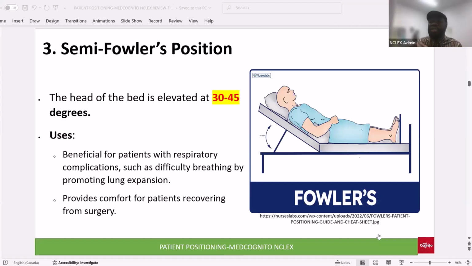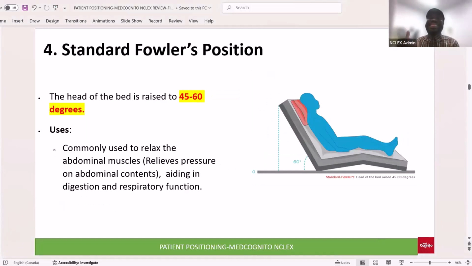So we've learned the low Fowler, and we are learning the semi-Fowler. I need you to type in: low Fowler, what is the degree? Semi-Fowler, what is the degree? I really want to know. Now let's go to the next one, the standard Fowler position. In the standard Fowler, the head moves to 45 to 60 degrees.